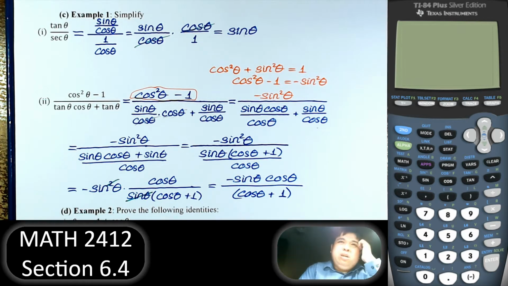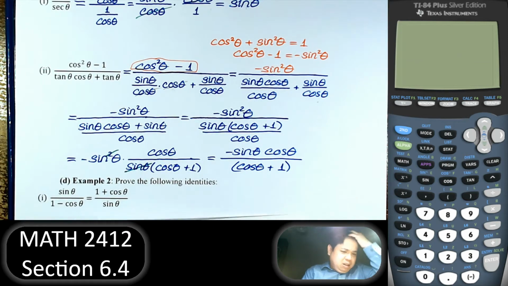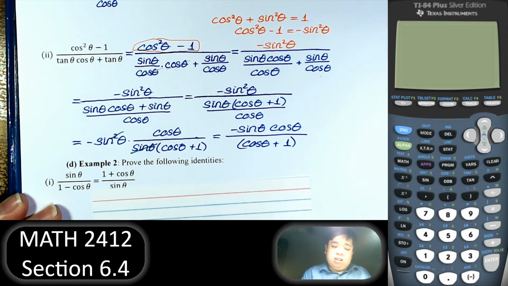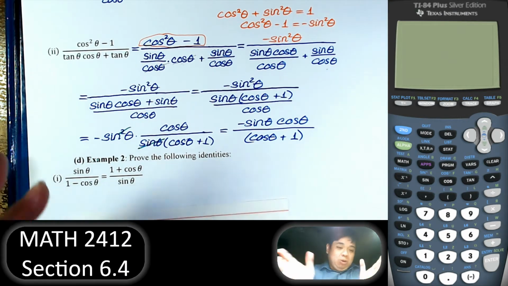Can we simplify it further? Probably not, but just something lateral. When we simplify things, of course, we can end up with a lot of different things. But when we prove an identity, we know exactly what we end up with.